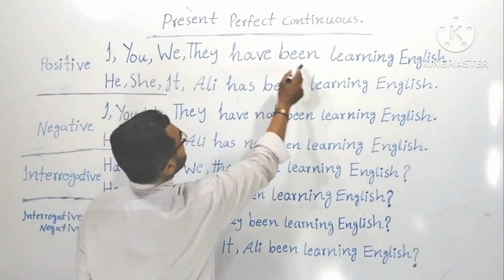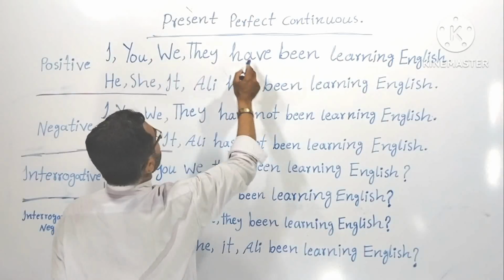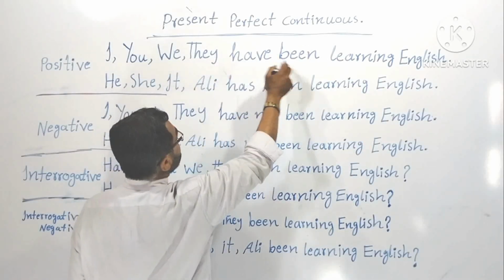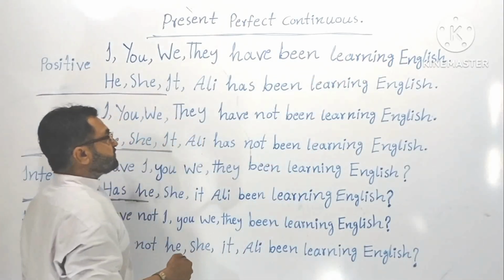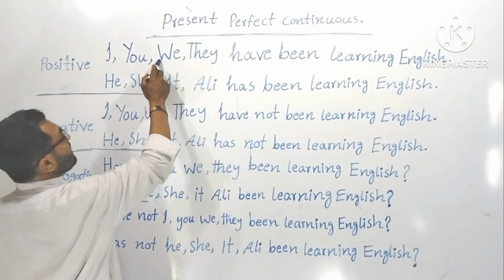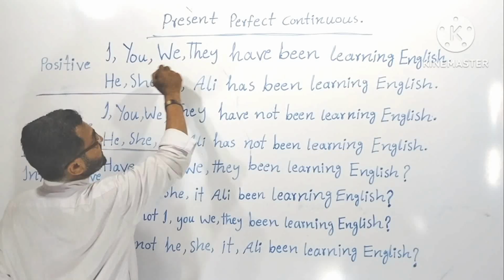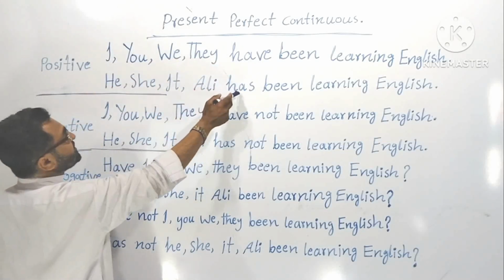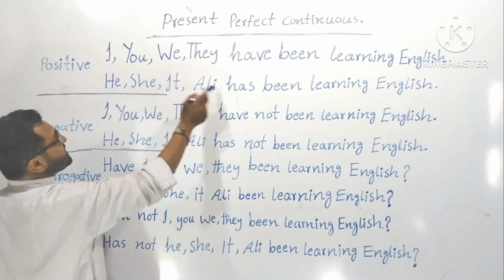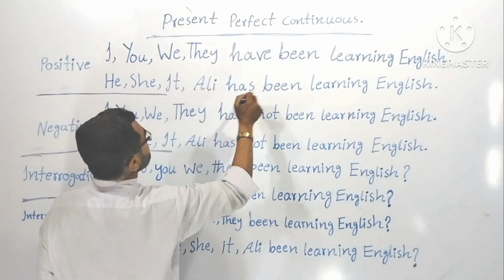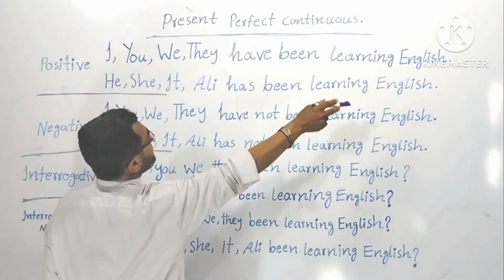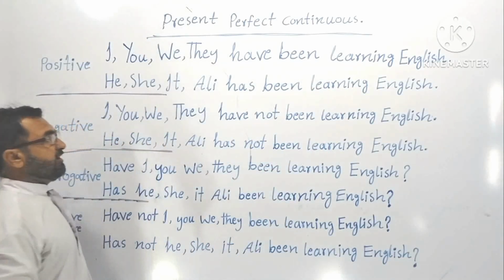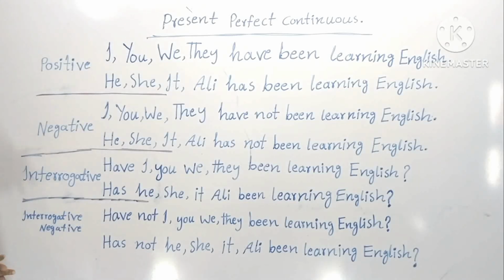I have been learning English. You have been learning English. We have been learning English. They have been learning English. Understood? Now this was plural subject, plural verb. Now this is singular subject, singular verb. He has been learning English. She has been learning English. It has been learning English. Ali has been learning English. Okay? Now this was your positive sentence.